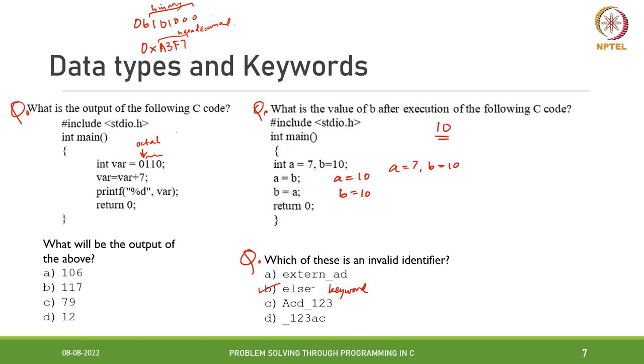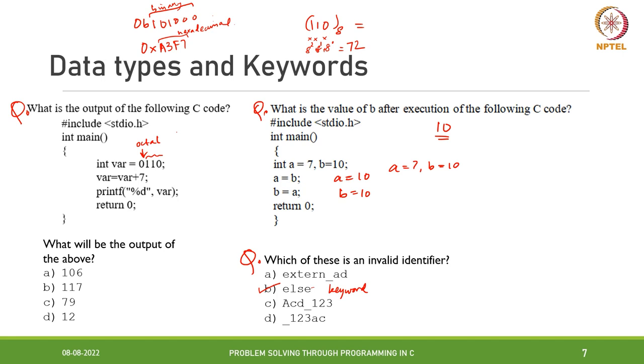So it's an octal numbering system. That means 110 is an octal number. An octal number has a base 8. So try to convert this to decimal. Do you remember how to do that? You would have to start from here, 8 to the power 0, 8 to the power 1, 8 to the power 2, multiply it, add it. How much would that give you? That would be 72. So this number is not 110, it is 72. So the variable var will store the value 72.